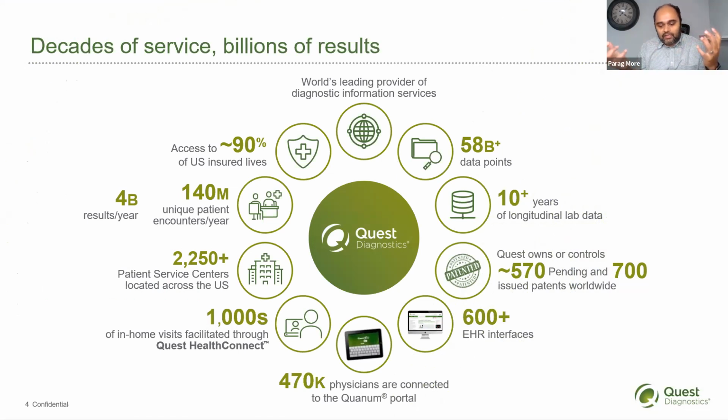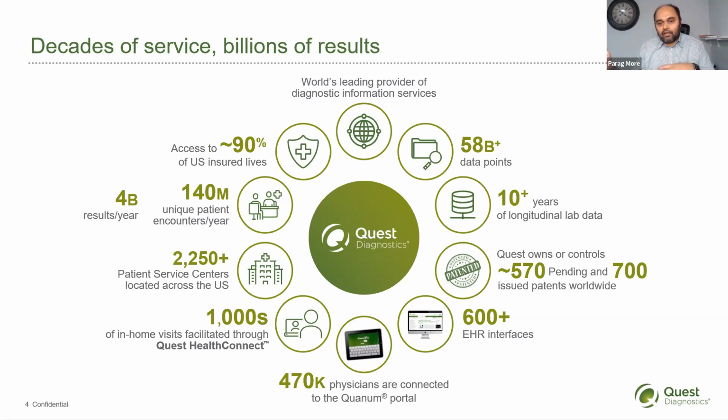But when we talk about the Quest assets, they're really in three areas. First and foremost, the data and the information that we have available to us at scale. We have invested quite a bit of our infrastructure and made sure that we have curated, normalized, standardized almost more than 58 billion data points from our diagnostic touch points for the patient population. So that's one. And we have the ongoing engagement with the patients, with more than 140 million unique patient encounters.